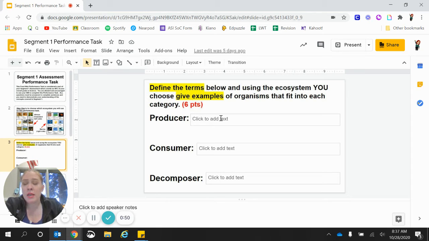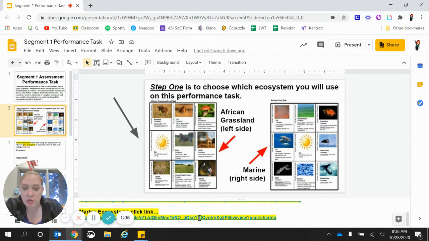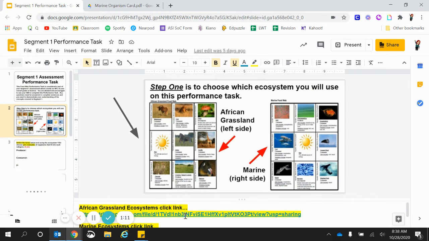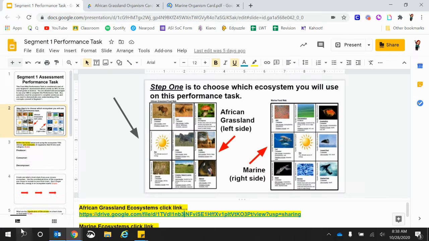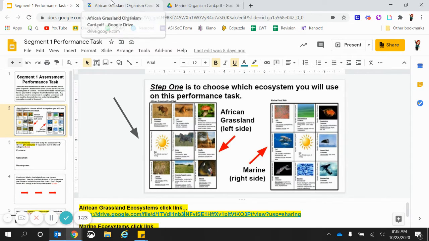A producer is an organism that makes its own food using the energy from the sun. Examples would be from the grassland. If we go up a slide, the examples were the grass, trees, and leaves. If you were in the marine ecosystem, I can't read that, so we're just going to open this. Just going to open them all. And I'm actually going to end my little person up here. That way we're not bouncing back and forth too hard.